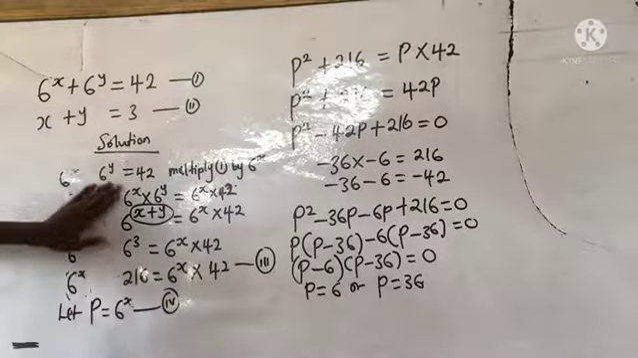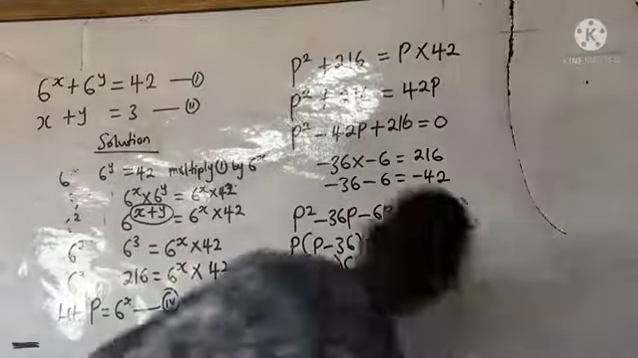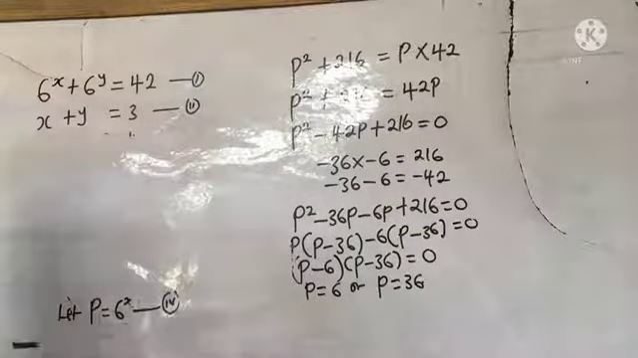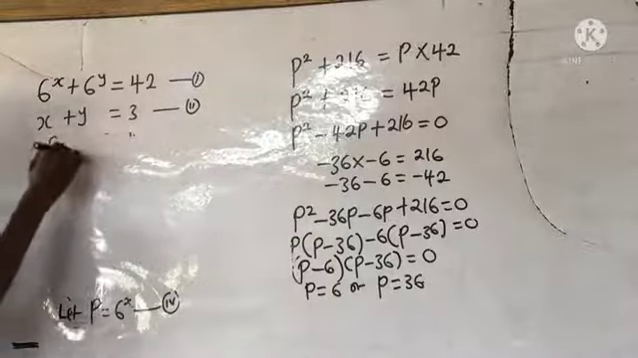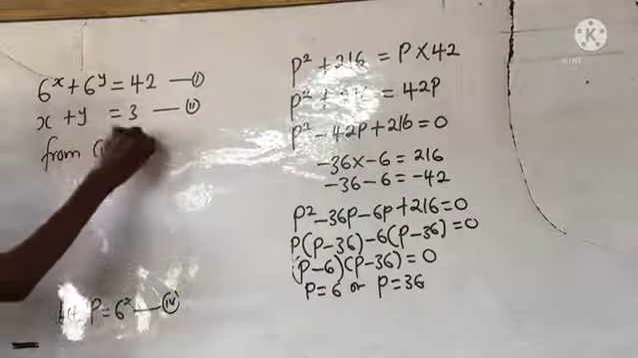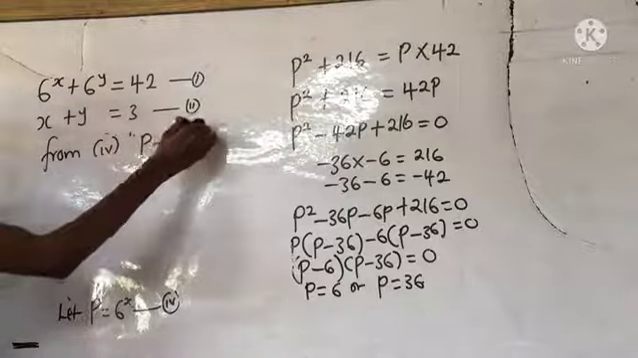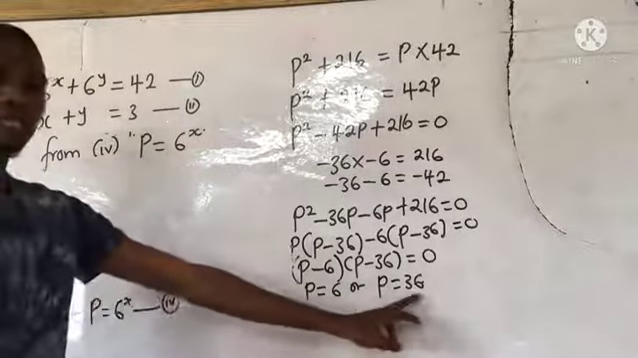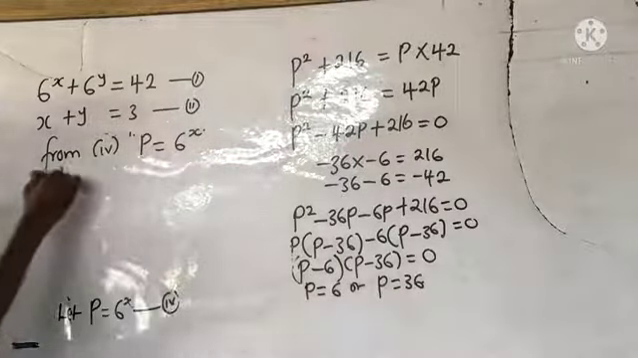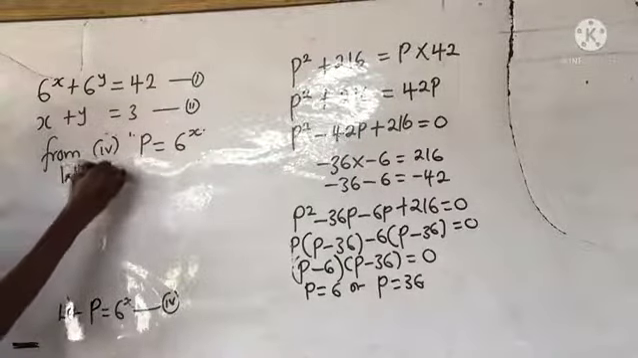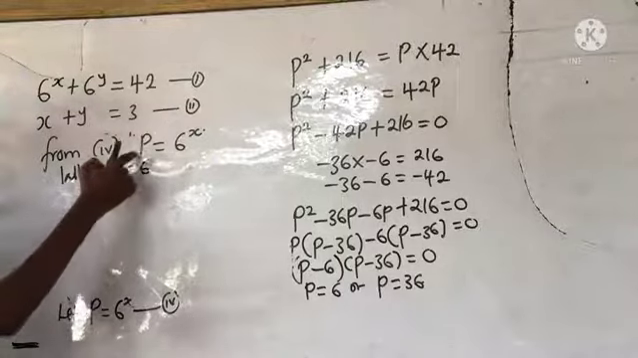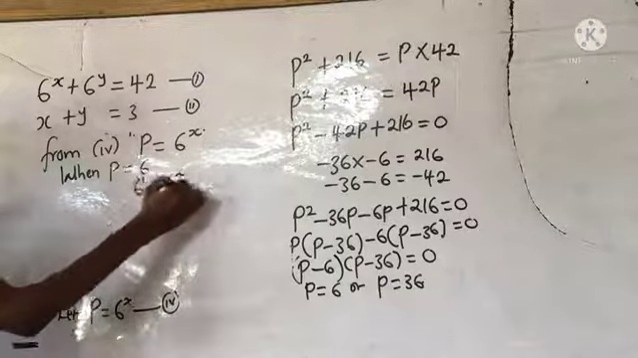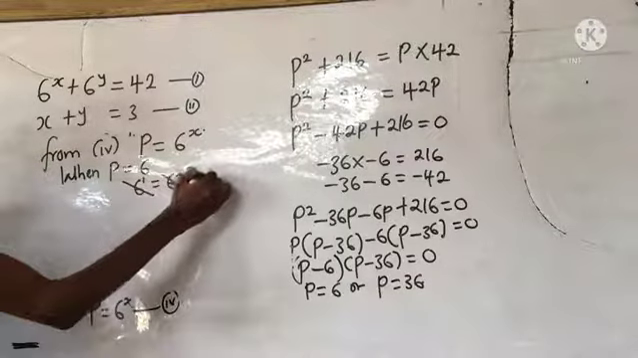Okay, let's quickly look at that. In equation 4 now, from equation 4, we have p is equals to 6 raised to the power of x. So don't forget we obtain two values of p, which is 6 and what? 36. So when p is equals to 6 now, if you put 6 here, you have 6 raised to the power of 1 is equals to 6 raised to the power of x. So this will cancel this, then you have x is equals to 1.